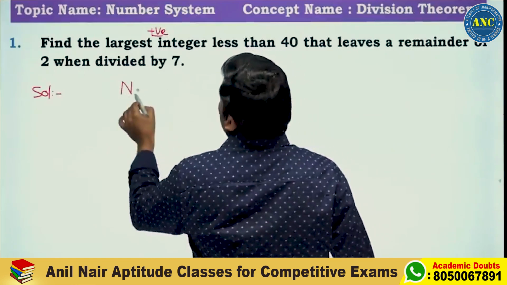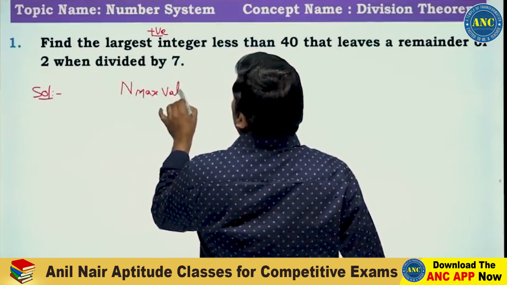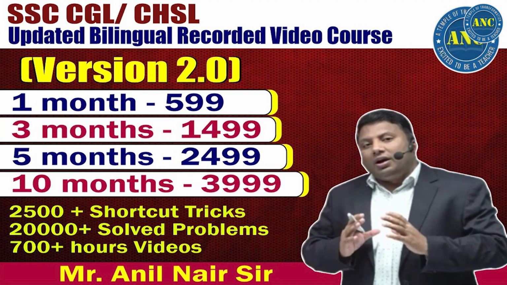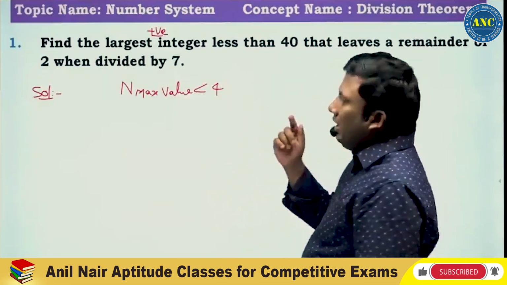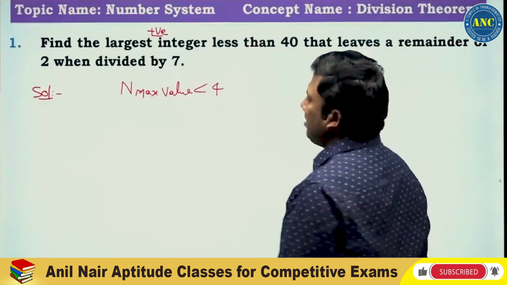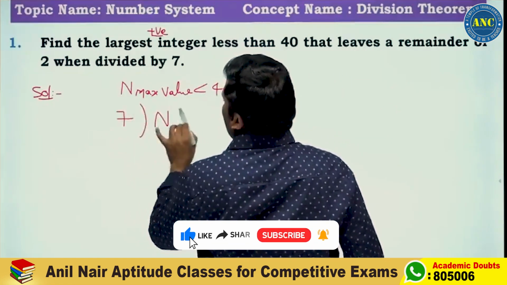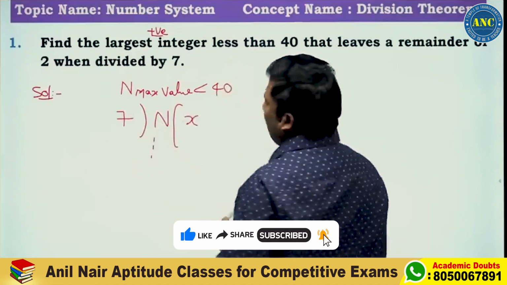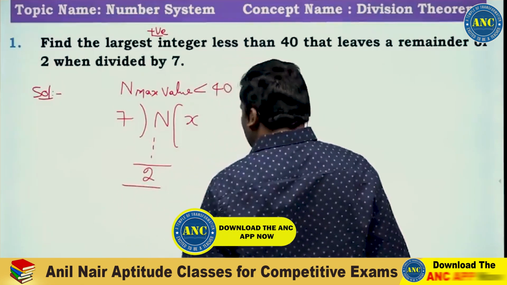I don't know what the value of n is. Largest means maximum value. I want to know the maximum value of n. Continue the question. What is the largest positive integer less than 40 that leaves a remainder 2 when divided by 7? This number n is getting divided by 7. I don't know the quotient x, but when you divide n by 7, it leaves a remainder 2.